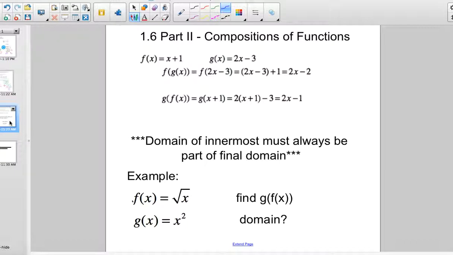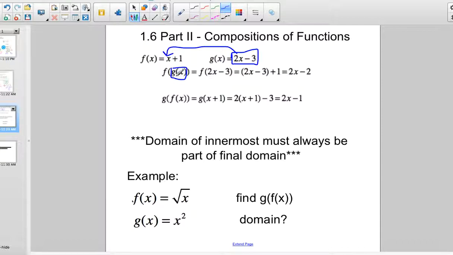So part 2 is compositions. It's kind of like what we did in the warm-up. It's doing f of g of x or g of f of x, or j of b of x and b of L of x, whatever. It's just two functions, and you're basically plugging one into the other. So if I said f of g of x, you're taking the entire g of x equation, 2x minus 3, and you're plugging it into the x within the f of x equation.